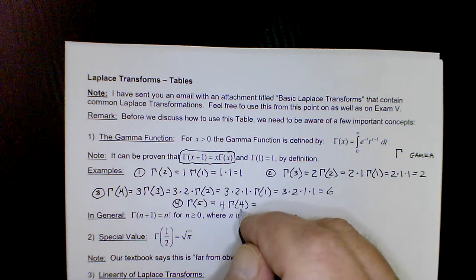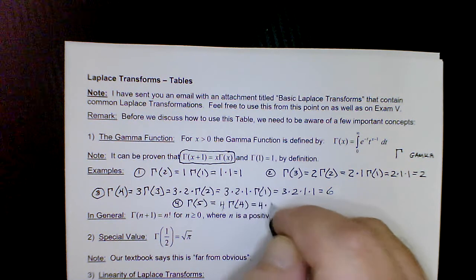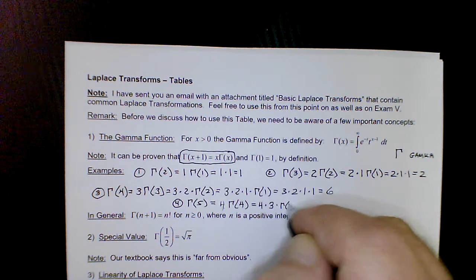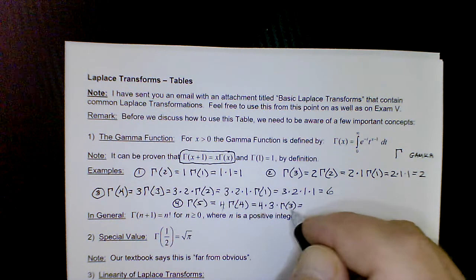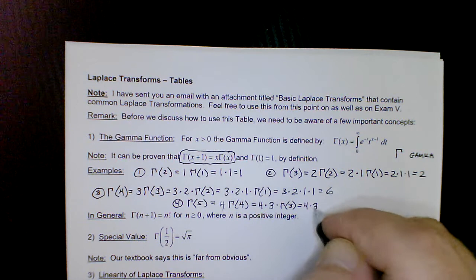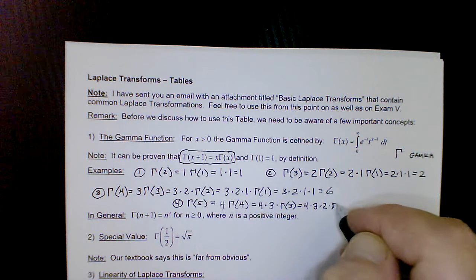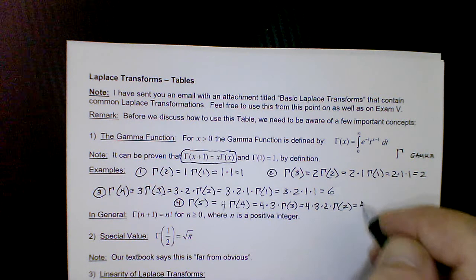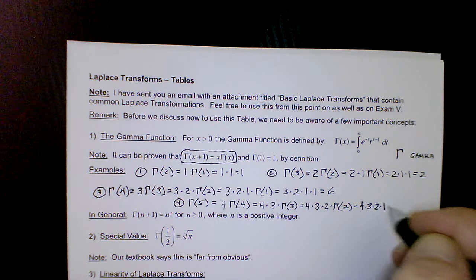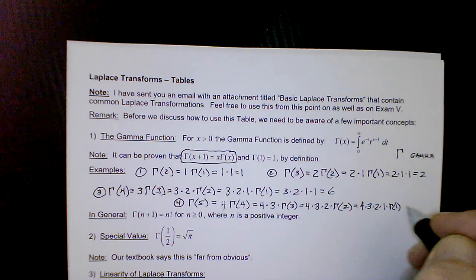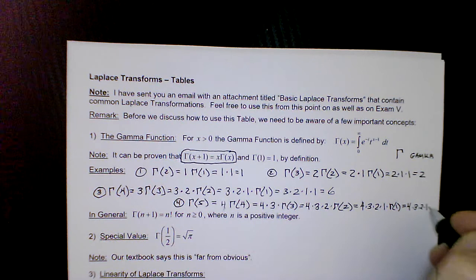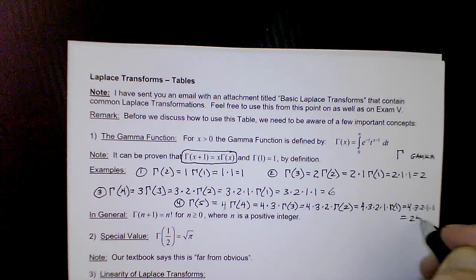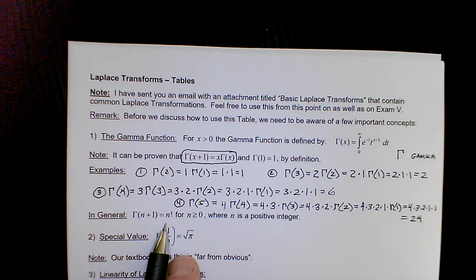But then gamma of 4 is when x is 3. So we have 4 times 3 times gamma of 3. But then gamma of 3 is when x is 2. So 4 times 3 times 2 times gamma of 2. But then gamma of 2 is when x is 1. So 4 times 3 times 2 times 1 times gamma of 1. And then gamma of 1 is 1. So 4 times 3 times 2 times 1 times 1, which is 24. So that further illustrates the concept of gamma of n plus 1 being just n factorial.